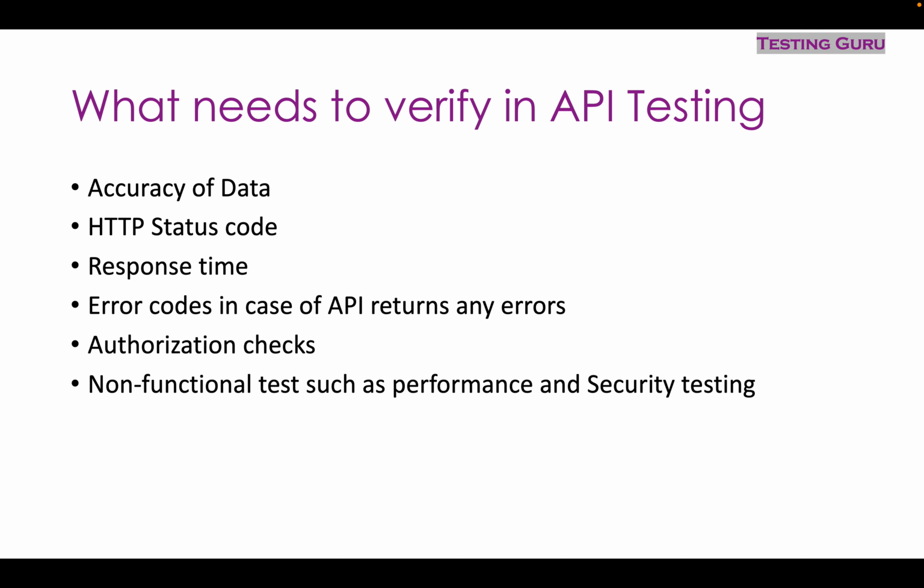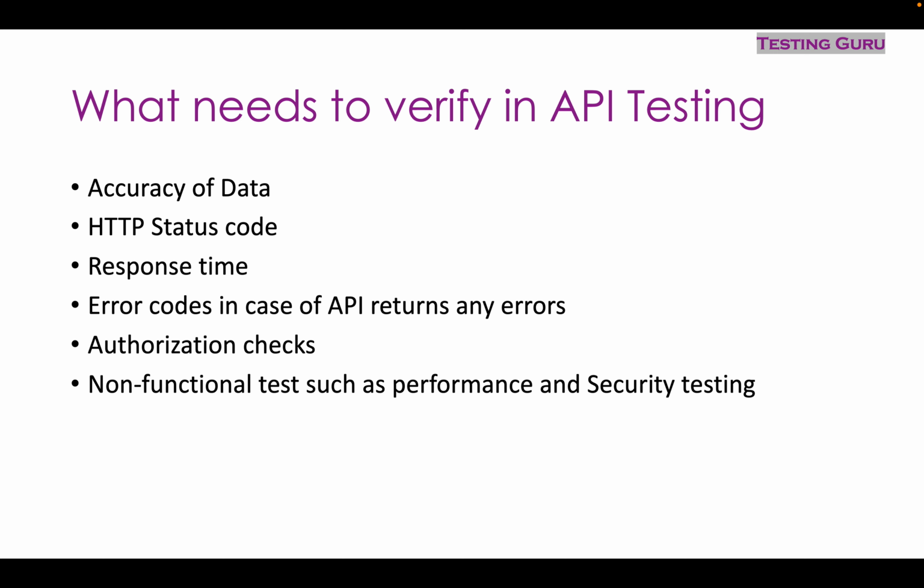We'll have different status codes to check, and if there is an error, an error status code will be given, and if it is a success, we'll be getting a 200 OK kind of status code. And also we check the response time of the API, like how much time it takes to give the response for a given request. So that also we check as part of API testing.